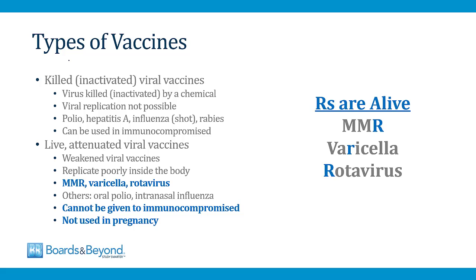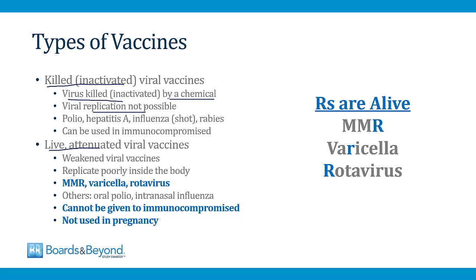There are two types of viral vaccines that we administer in the United States. One type is called a killed or inactivated vaccine. The other is a live attenuated vaccine. Killed or inactivated viral vaccines contain a virus that has been killed or inactivated by a chemical. Because of this, the virus cannot replicate and therefore it cannot cause disease.